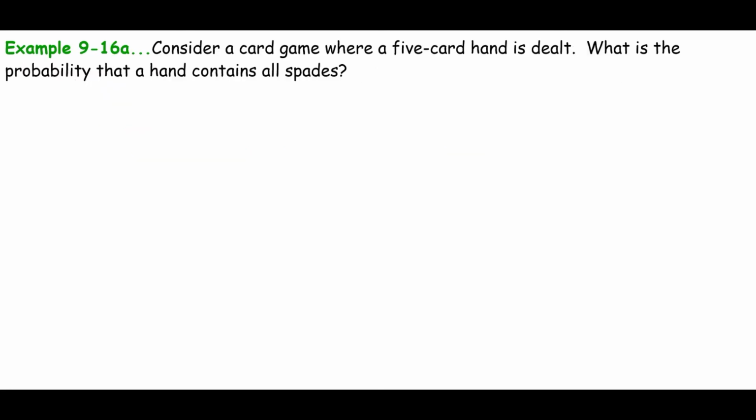All right, so here we're going to consider a game where a 5-card hand is dealt. What's the probability the hand contains all spades?